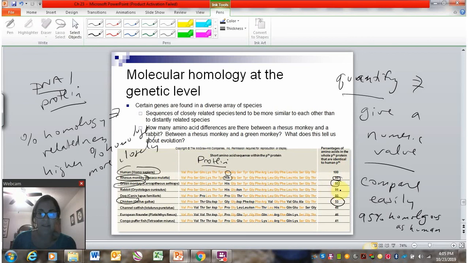The rabbit is second most closely related. The dog is third most closely related. The chicken is next most closely related, and going all the way down to the Congo pufferfish, which is the least closely related to humans, based on this percent homology of this particular protein. And so that's the very useful thing about molecular homology.